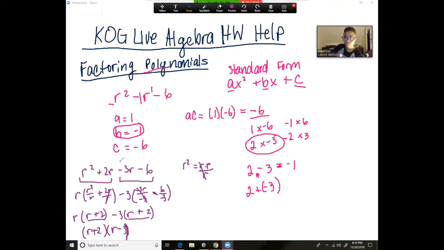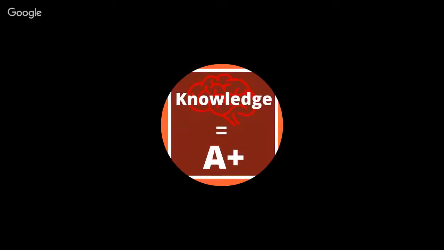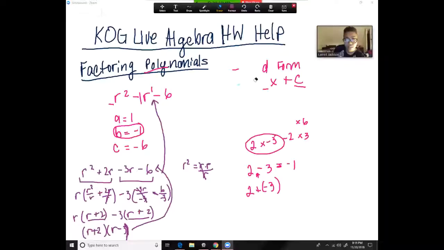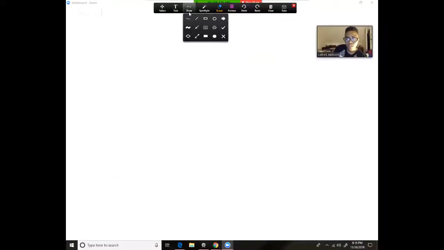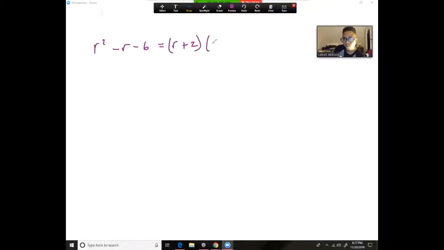That's the factored version of this in the pink. All right. Now the next step is to cancel out. We're going to make this into a fraction. So this is r plus 2 and r minus 3. I'm just going to erase the whole screen. Okay. So we had r squared minus r minus 6 equals r plus 2 and r minus 3. Okay, that's what that equals.